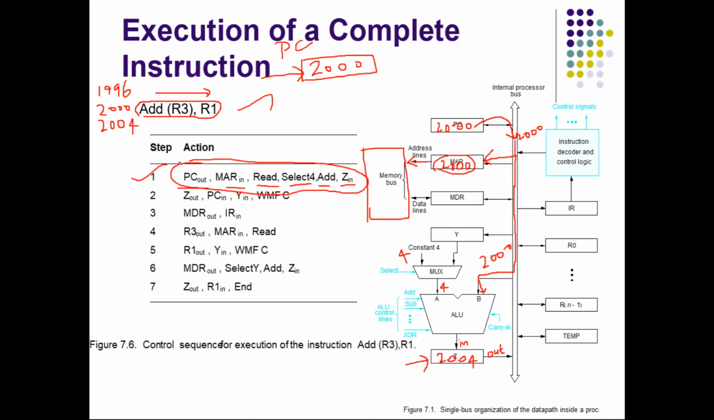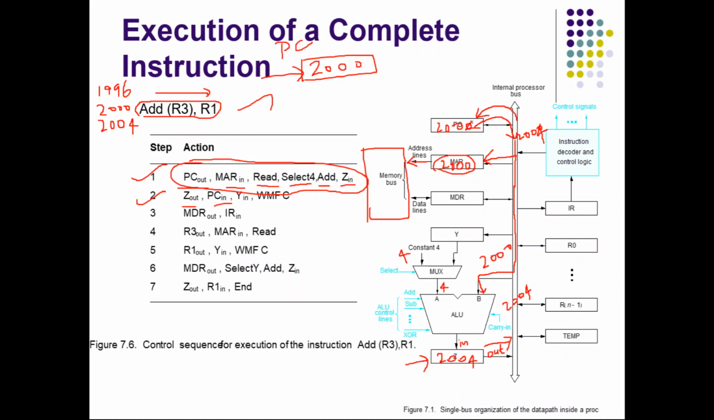Now the first step is done. Second step, Z out, PC in. So whatever is in Z, we are sending it out. Out means what? To the system bus. Okay, not the system bus, the internal processor bus. So now what will be in the processor bus? It will be the address 2004. Then we say PC in, that is whatever is in the internal bus, move that to PC.